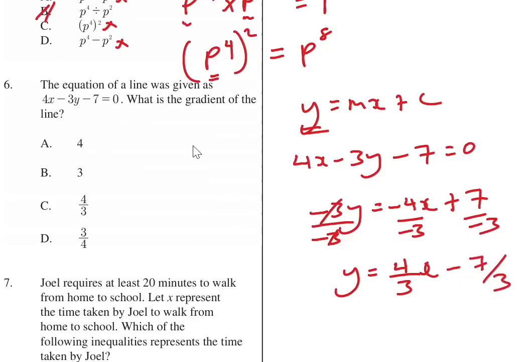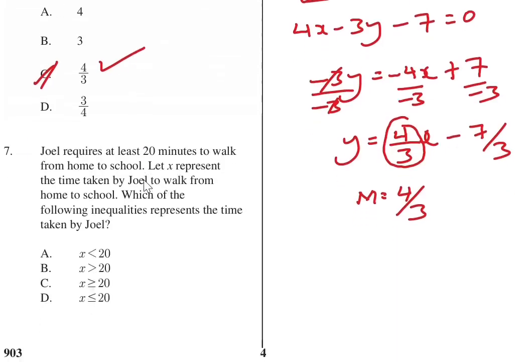And therefore, we want the gradient. The gradient is the number in front of x. So the m is the gradient. You come here, the number in front of x, you read it. So this is 4 over 3. And therefore our gradient m is 4 over 3. And therefore, from the options, the answer is C. We continue to number 7.